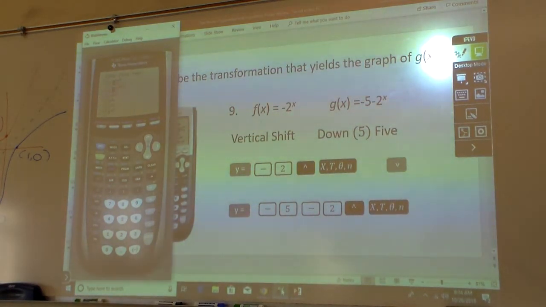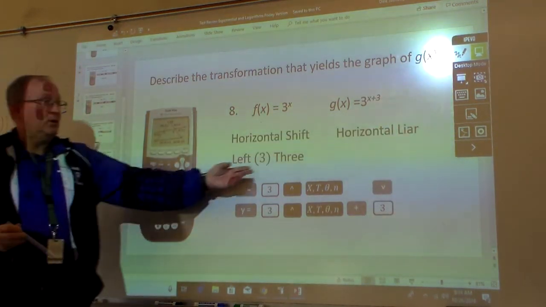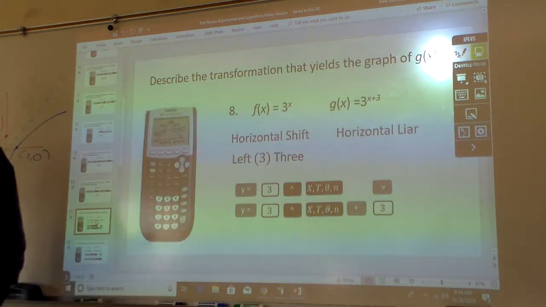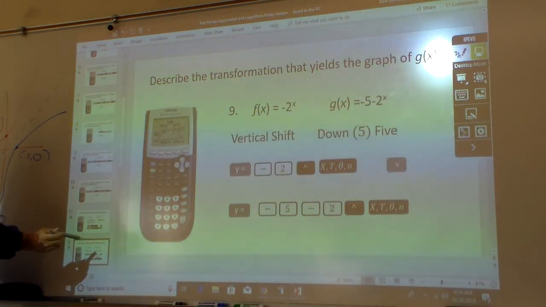Now this next one. What's the answer? Is it left? The answer was on the previous one. Yeah, it was left, not just left, but left 3. So that's the answer? That's the answer. The answer was left 3, because that's what it's asking. It says describe the transformation that yields the graph. I can see why that's confusing, because it's big words. It's saying, where did it move to? That's what it's asking. What moved? Left what? 3.